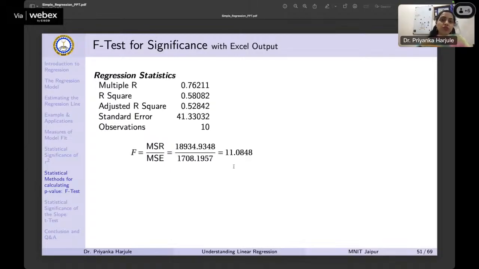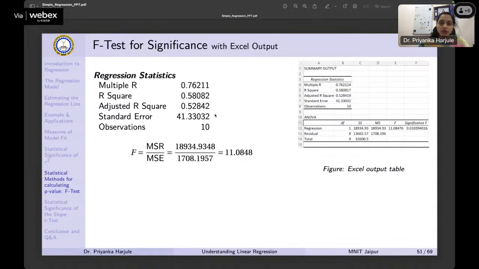So now let us come back to the Excel output that we had got. In this, we had got the R squared value to be 0.58. So now we know what R squared is. It gives us the variability that your independent variable is explaining for the dependent variable. In this case, it is 58.1%. Then you have the multiple R. This is basically the correlation coefficient between the observed and the predicted values. So 0.76 indicates a moderately strong positive correlation.